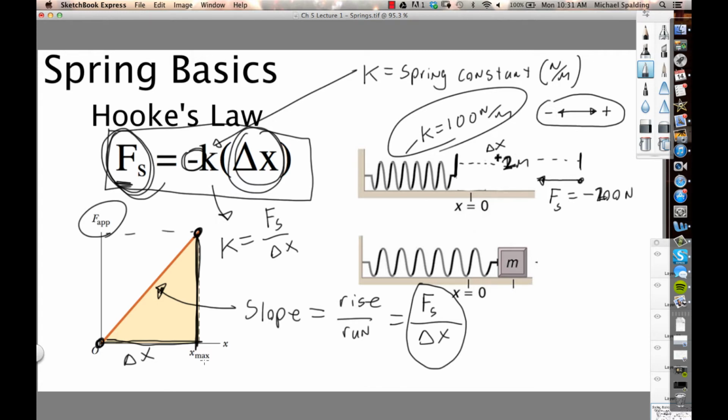So what is the slope if you're given a graph of force versus distance stretched? What's the slope going to be? It's the spring constant. Do you guys follow that? It comes out in newtons per meter. It's force per stretch.